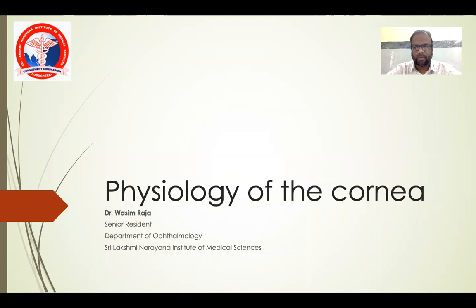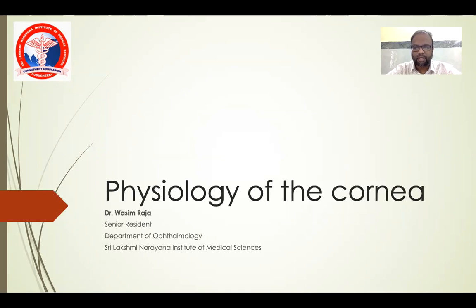Today, we will be talking about the physiology of the cornea. From the previous classes, we have understood the anatomy of the eye and the anatomy of the cornea. Hope you all remember the anatomy of the cornea. The cornea consists of 5 layers, 6 including the Dua's layer, starting from the epithelial layer, the Bowman's membrane, the stroma, the pre-Descemet's membrane or the Dua's layer, the Descemet's membrane, and finally the endothelial layer.